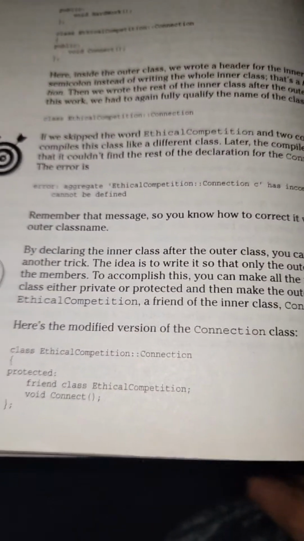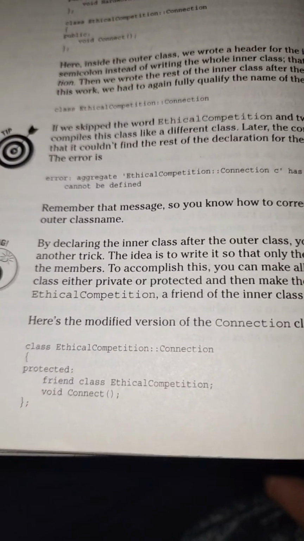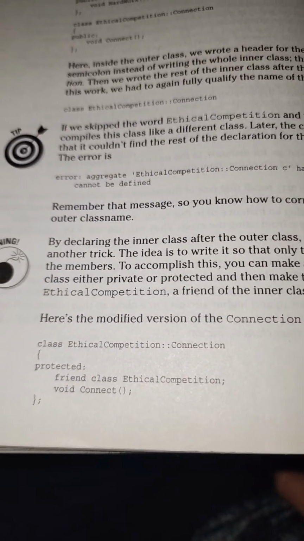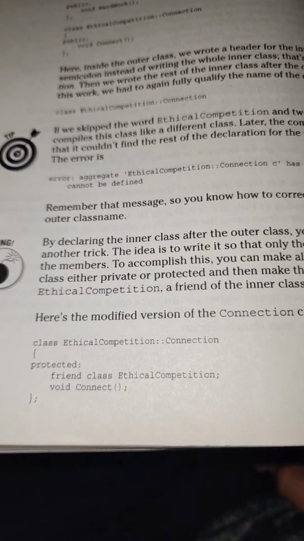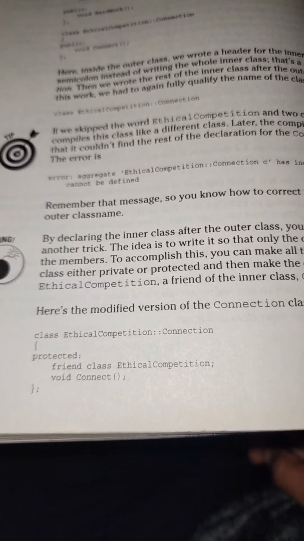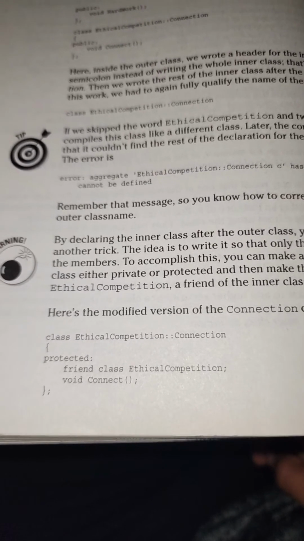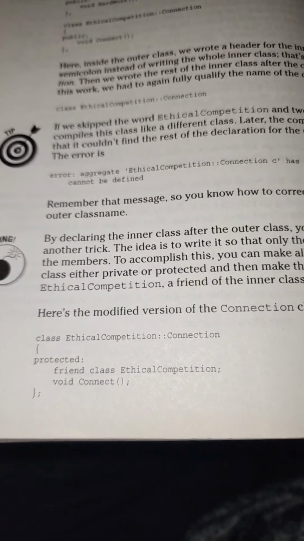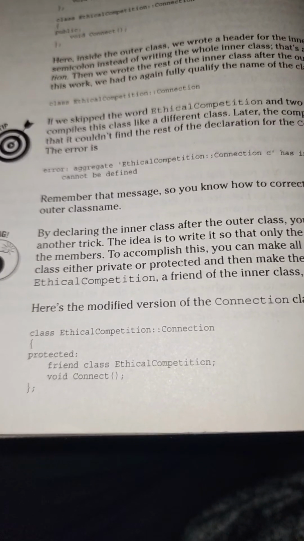Here's the modified version of the Connection class. Class EthicalCompetition::Connection, protected, friend class EthicalCompetition, void connect. Only the outer class can access most of its members. But we say most because we left something out.